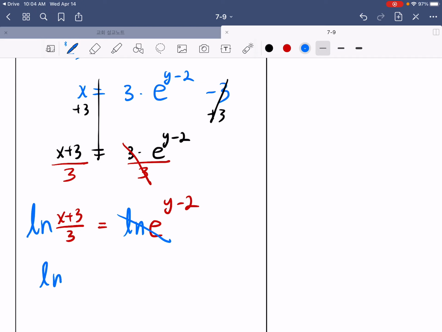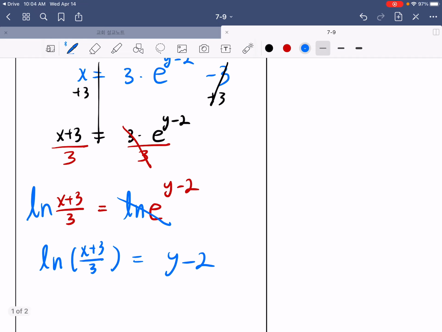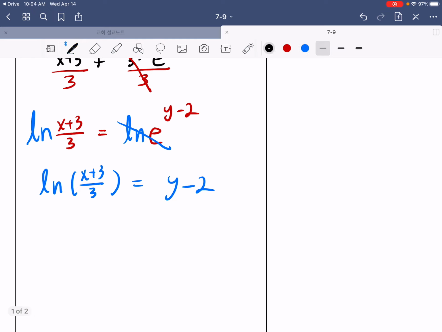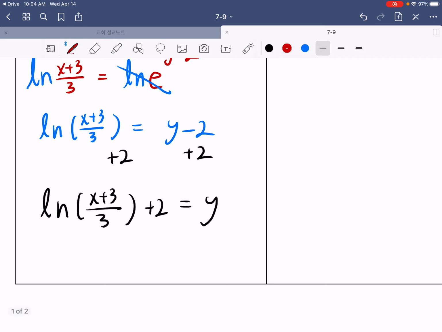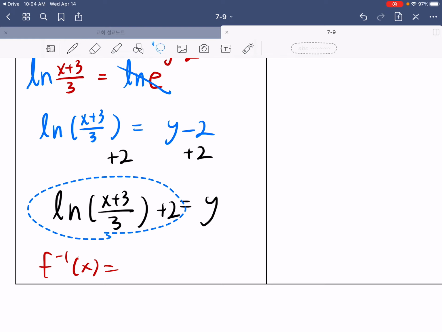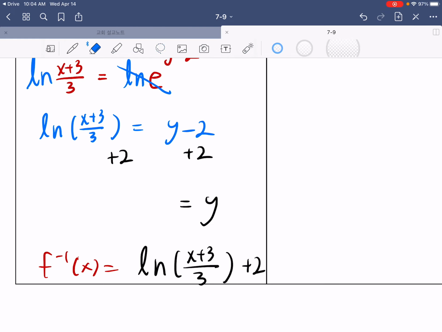So we have natural log (x + 3)/3 equals y minus 2. Plus 2 both sides. You will get natural log (x + 3)/3 plus 2 equals y. And that's it. Just don't forget, you have to write it like this, okay? I'm too lazy, so I will just copy and I'll do this. All right?